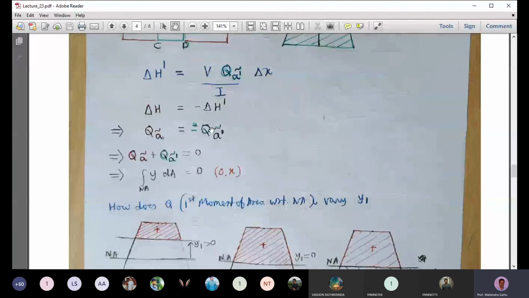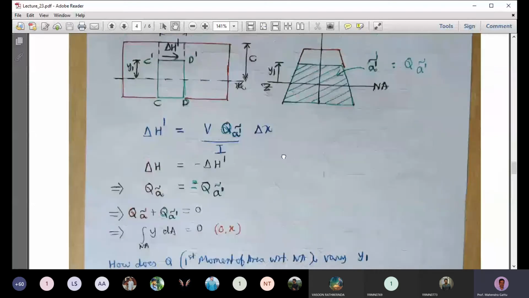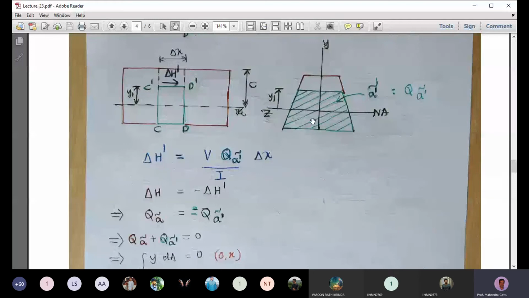If you send this Q_A' tilde to the left-hand side, we get Q_A tilde plus Q_A' tilde. So what is it? It is the integral of y dA over the entire cross section above the neutral axis, which is true. The integral of y dA is 0, so that is okay. So effectively it means that Q_A tilde is the negative of Q_A' tilde.